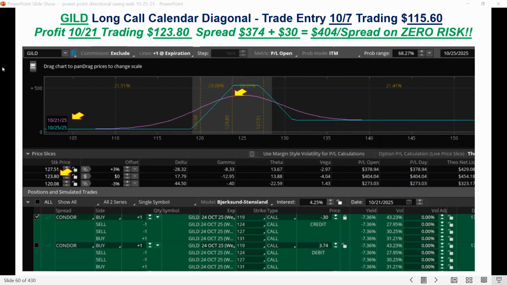And here's just where the trade ended up going out with the counter. This is the condor that we ended up adjusting to. So it was trading right here. This was on the 21st. It was trading now at 123.80.